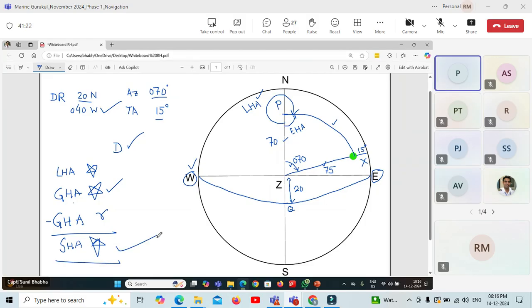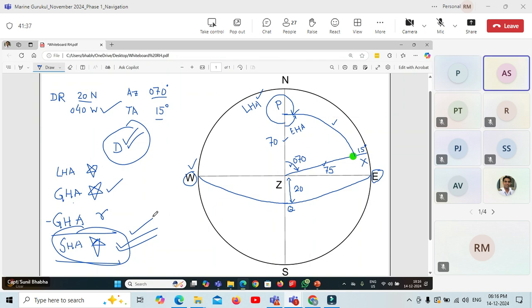Right? Yes, sir. Once you know the SHA and you know the declination, you go to the table and see which star that is. Question solved. Yes, sir. 25 marks. Sir, but here for GHA we should know the GMT, right? They will give you beta. In this question, they'll give you the time.